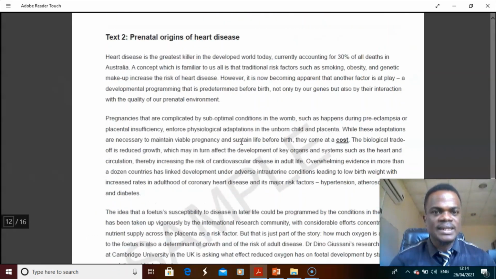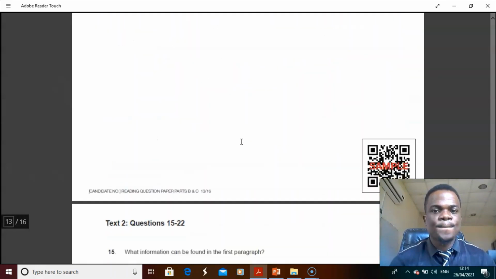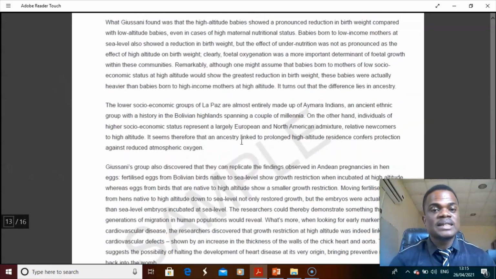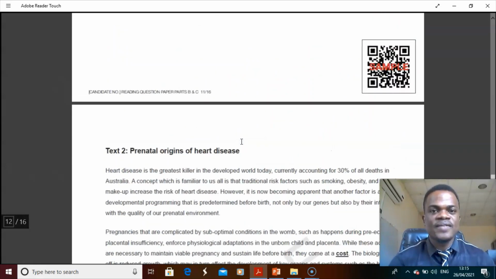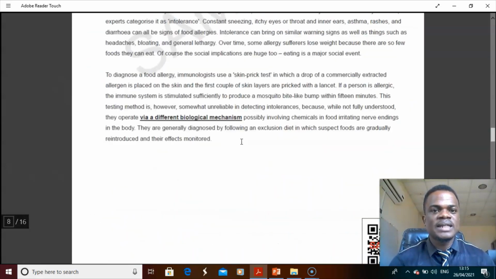This is the second text. For the second text in part C, you also have another 8 questions. If you can see, the 2 texts in part C, they are long. Look at this first text.